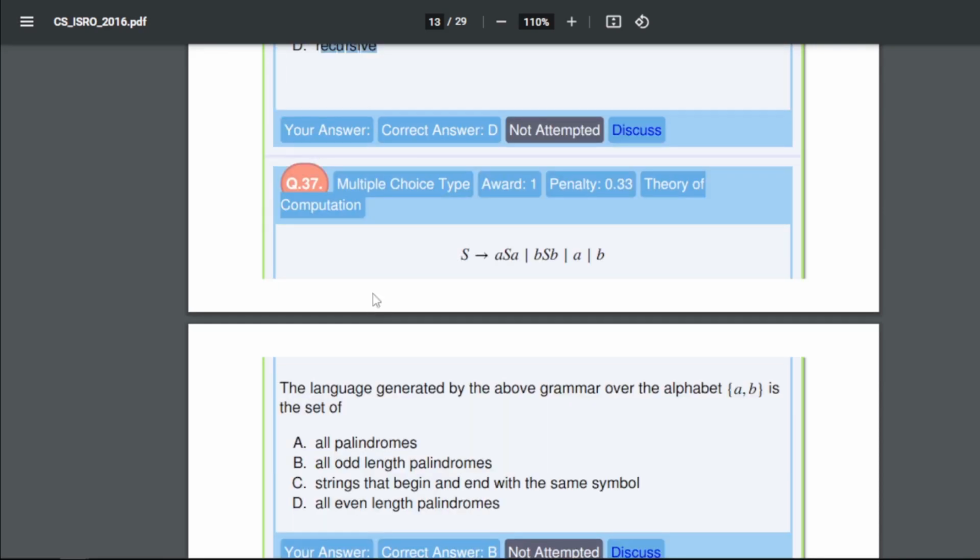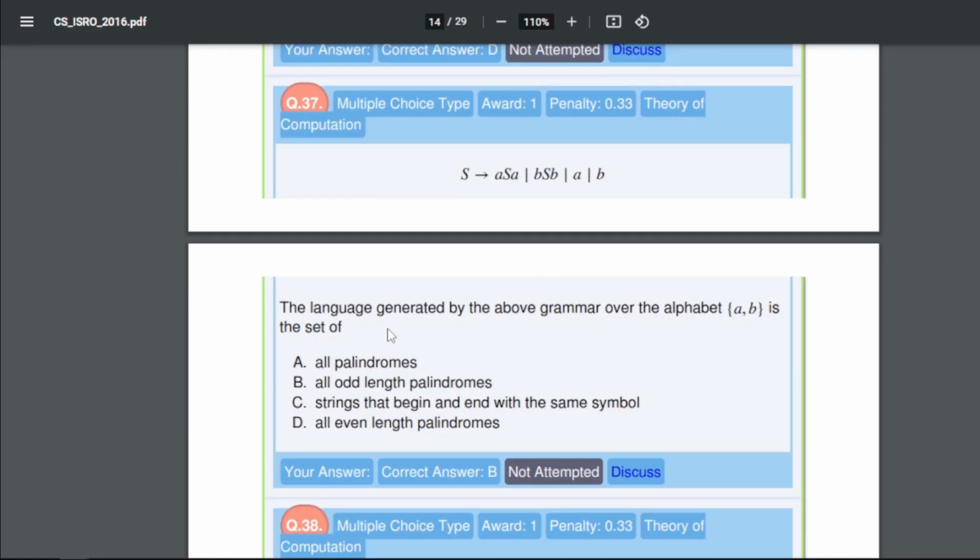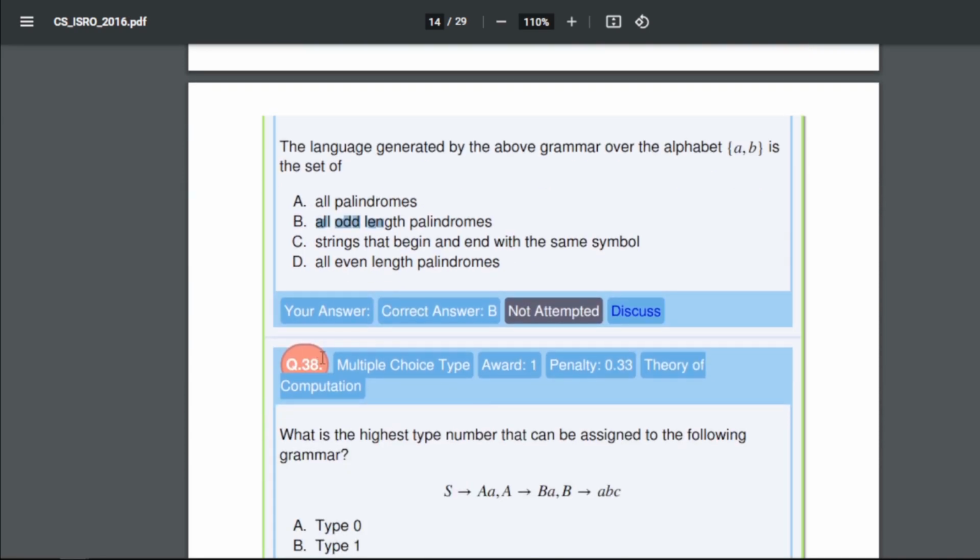Now question number 37: this is the grammar again given. The language generated by the above grammar over the alphabet {a, b} is what? So you can see that S produces aSa, bSb. So at the time of S you can get a again, right? So there will be aaa, or you can get bbb, right? Next time you can get a, then again bb, and so on. So this will basically generate all odd length palindromes, right? So B will be the correct answer.